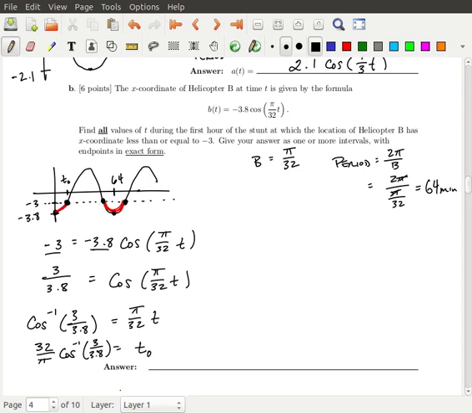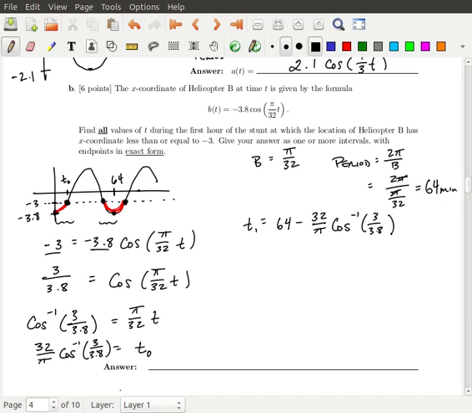When is the second time it's -3? For that, you need to employ some symmetry. So this distance right here, from 0 up to the first time, that's equal to the distance between the second time and 64. So if this is t0, we'll call this t1, that'll be 64 minus this big equation, 32 over pi cosine inverse 3 over 3.8.